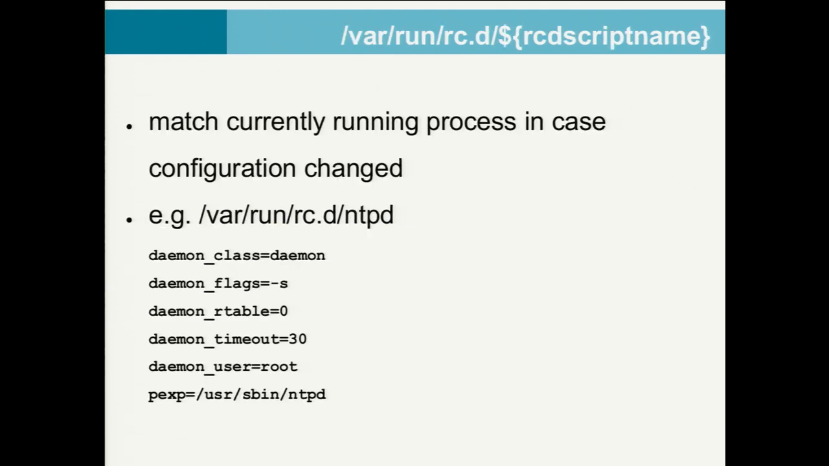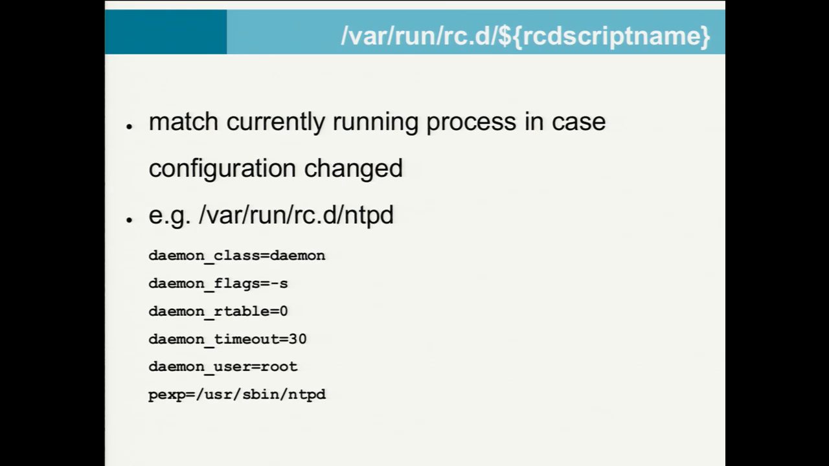So a little word about the file that we put under /var/run/rc.d/rc_script_name. This file is used to actually have the current status of the daemon that you want to manage. The reason is that rc.d is dynamic and real-time. That means that if you run a script with rc.d, it will check real-time in the process list. It will check the configuration as it is now and check the process, et cetera, et cetera.